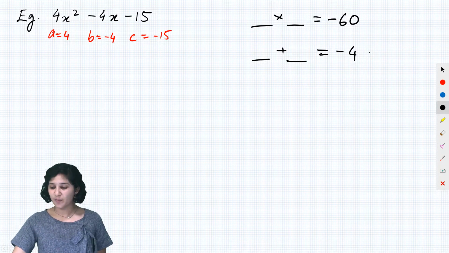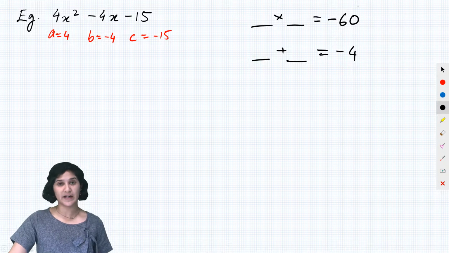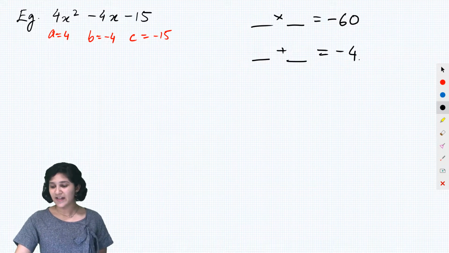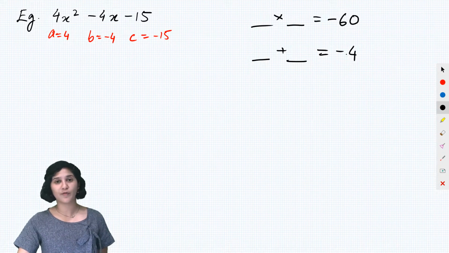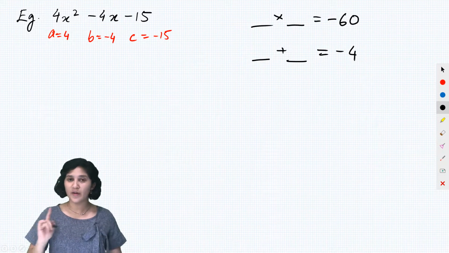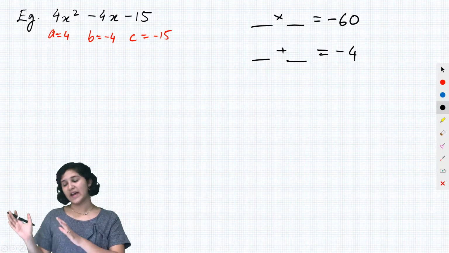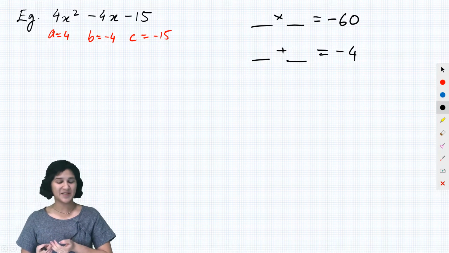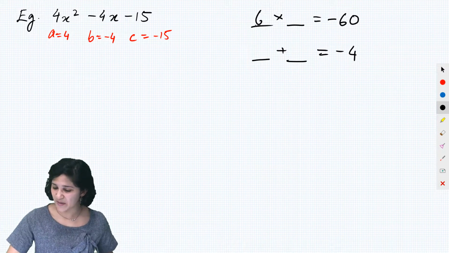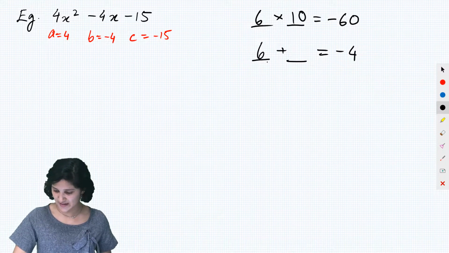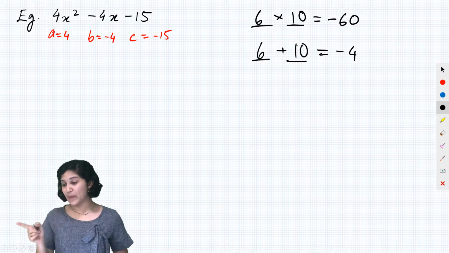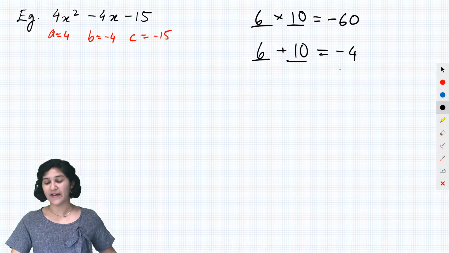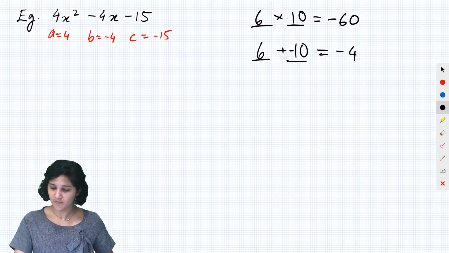Because they're both negative, that means this has to be a positive and a negative, and they should have a difference of 4. So two numbers that multiply to give 60 and have a difference of 4, that sounds like 6 and 10 to me. So I can put down my 6 and 10. And then the bigger one has to be negative so that I get a sum of -4.